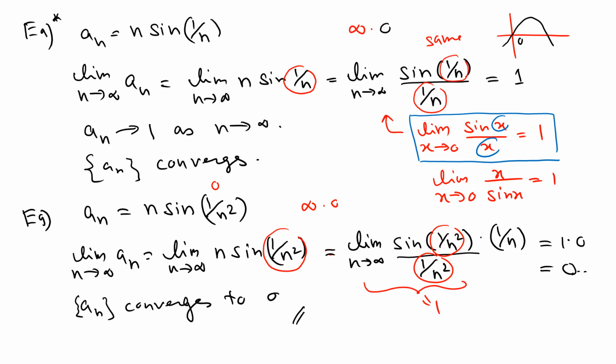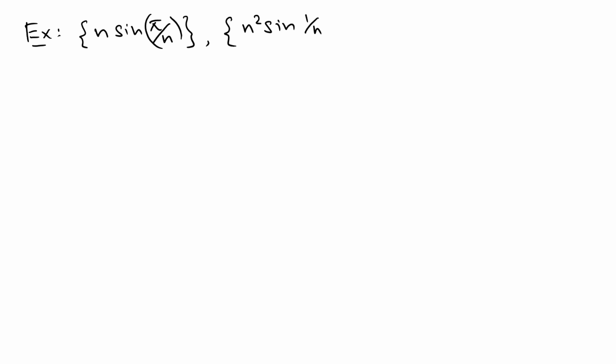So let's continue. You can see these are really nice problems, and you can try them. I'm going to give you some practice problems to try. So how about these sequences? Let's say n sine of pi over n. So it's not just 1 but something else. And then you can also try n squared sine 1 over n.